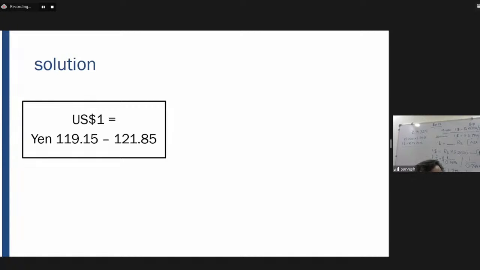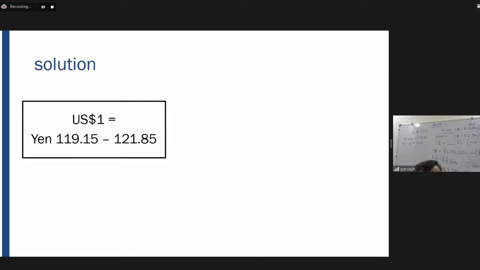So the first quote is given to you, which is US dollar 1 is yen 119.15. You can just go to Google and find out the current rate. What is the price of $1 in yen? You will get the price of the yen. Maybe my Google is working a bit slow. So $1 is equal to yen 119.15, 121.85. The current rate is 103.56. So in the past, the rate was much higher for yen in terms of dollars. So the dollar has basically weakened against the yen.